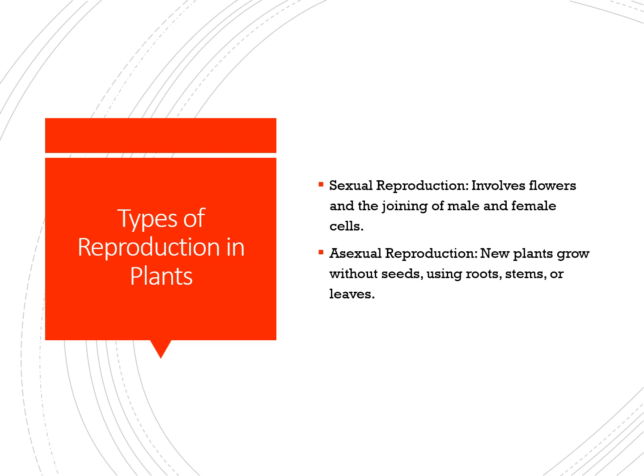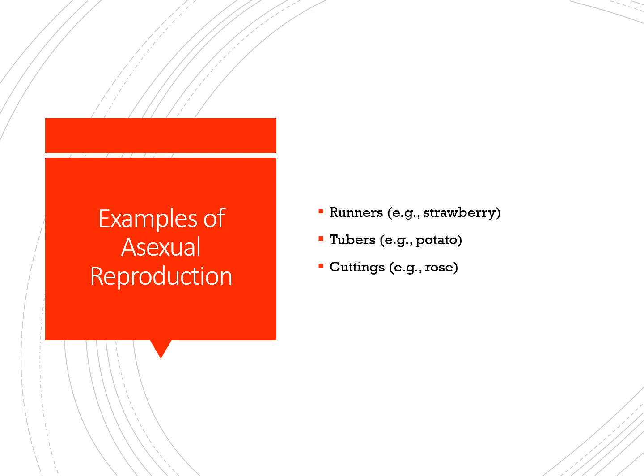The types of reproduction found in plants are sexual reproduction and asexual reproduction. Sexual reproduction involves the flowers and the joining of male and female cells. On the other hand, in asexual reproduction a new plant grows without seeds, using roots, stems, or leaves. Examples of asexual reproduction are runners, for example the strawberry; tubers, for example potatoes; and cuttings, for example roses.